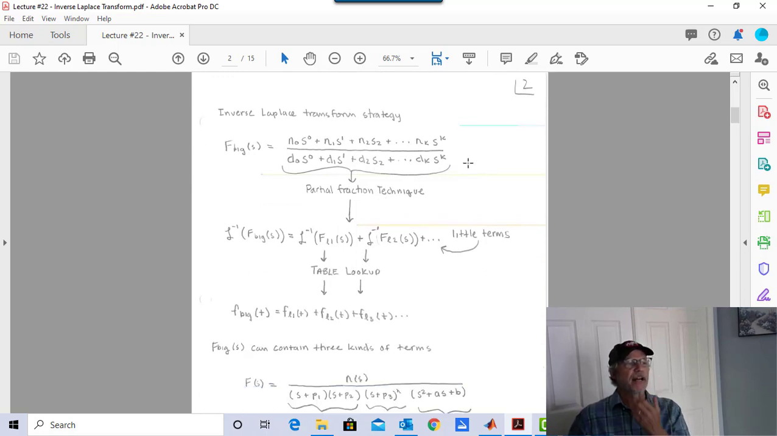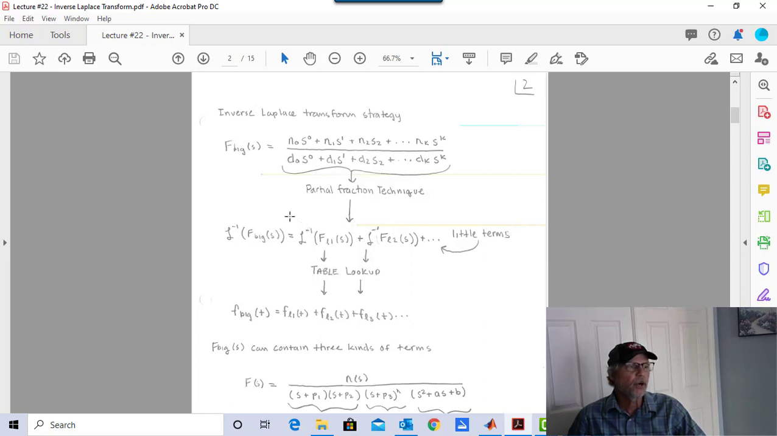So here's our strategy. We're going to start off with this great big transfer function that I keep mentioning, and we are going to call it F big of s. It's going to be basically a big polynomial. Now you might say, but wait a minute, it's a bunch of little terms multiplied together. Right, multiply them together, you get a great big polynomial, a polynomial on the top and a polynomial on the bottom.